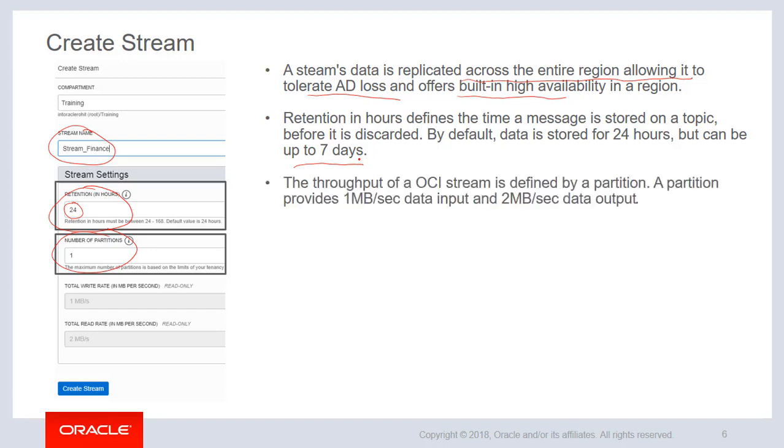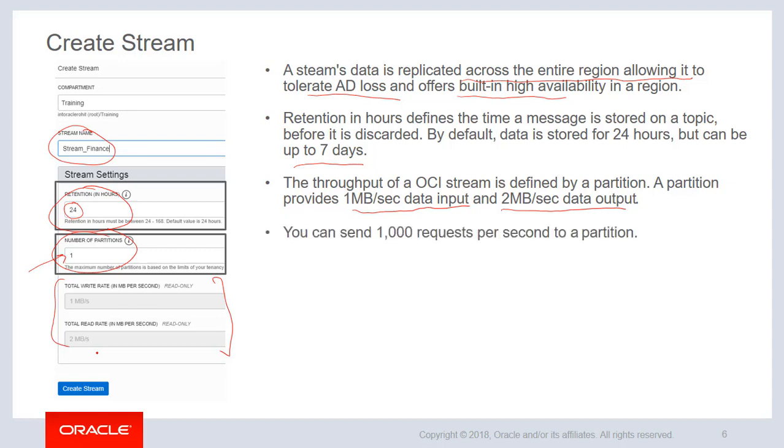The throughput of an OCI stream is defined by a partition. A partition provides 1 MB per second data input and 2 MB per second data output, and you can see these values here when you choose the number of partitions. As you increase this number, it multiplies the total write throughput and the total read throughput. You can send 1000 requests per second to a partition.